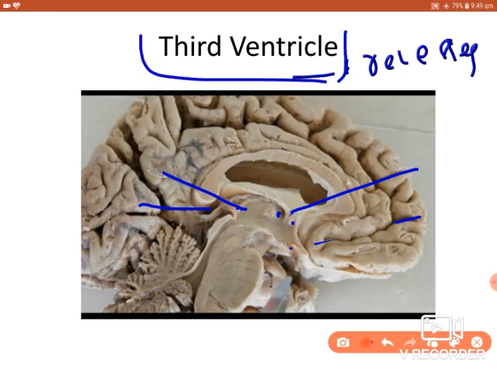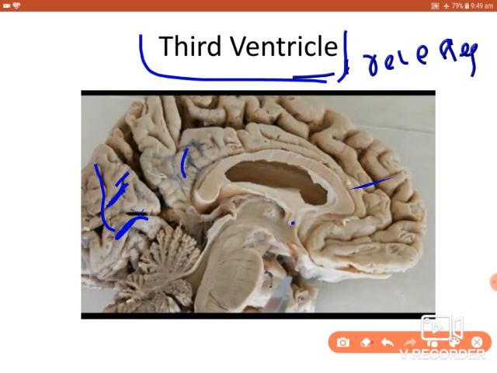Then the choroid plexus, as I already told, relates to the roof. This is the choroid plexus. You can see this is the pia mater, which covers the brain, closely attached. It is a thin transparent membrane which covers all these irregularities like the sulci and gyri. So this is the pia mater.